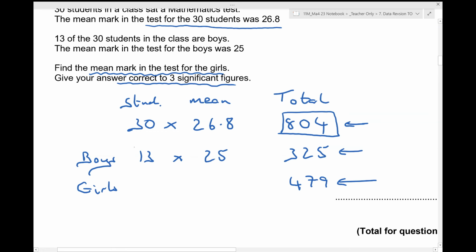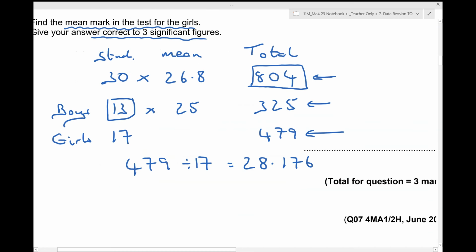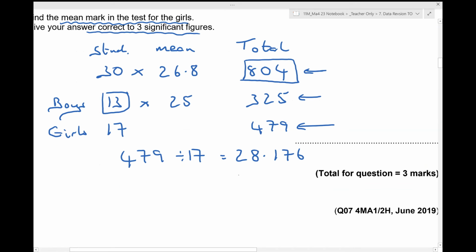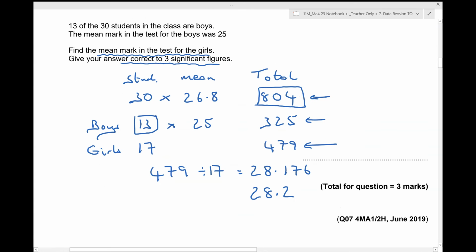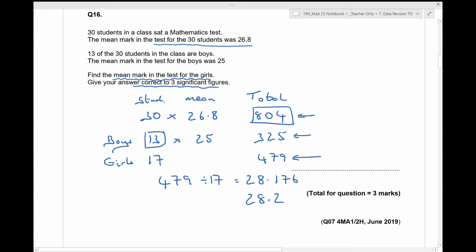Aha, wait a minute. There were 13 boys, so there must have been 17 girls. So I can do 479 divided by 17 to get the mean mark for the girls. If I do that on my calculator, I get 28.176 and so on. So to 3 significant figures, the answer is 28.2. And that is question 16 sorted.